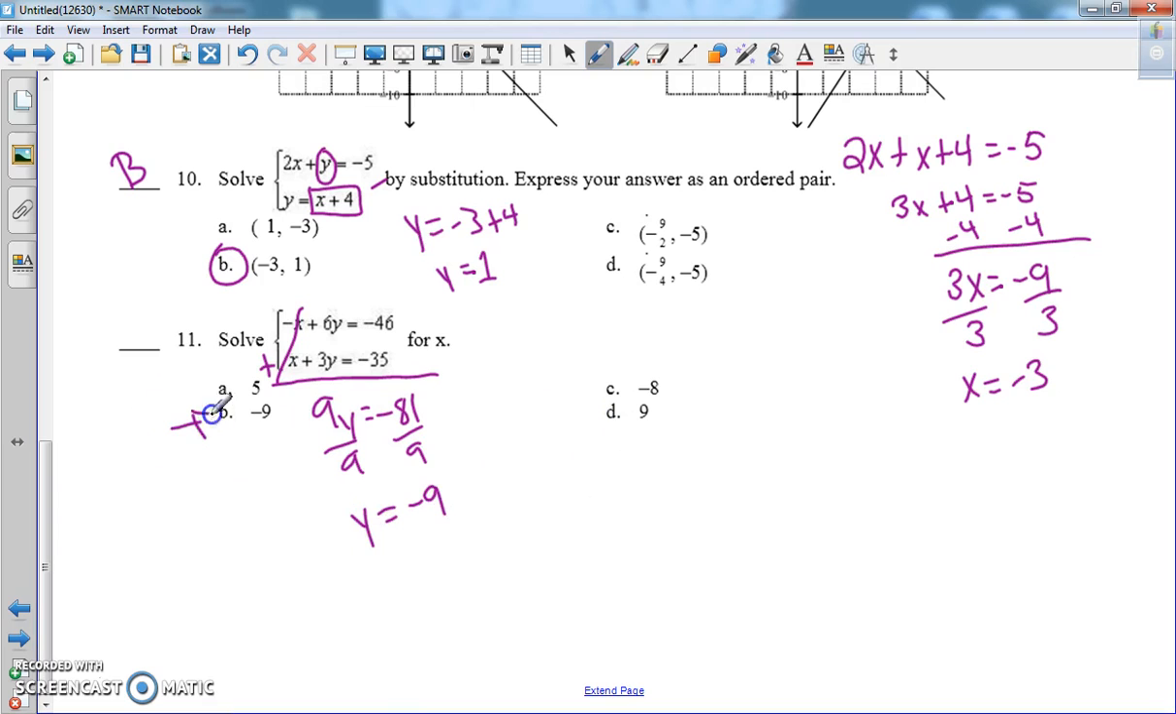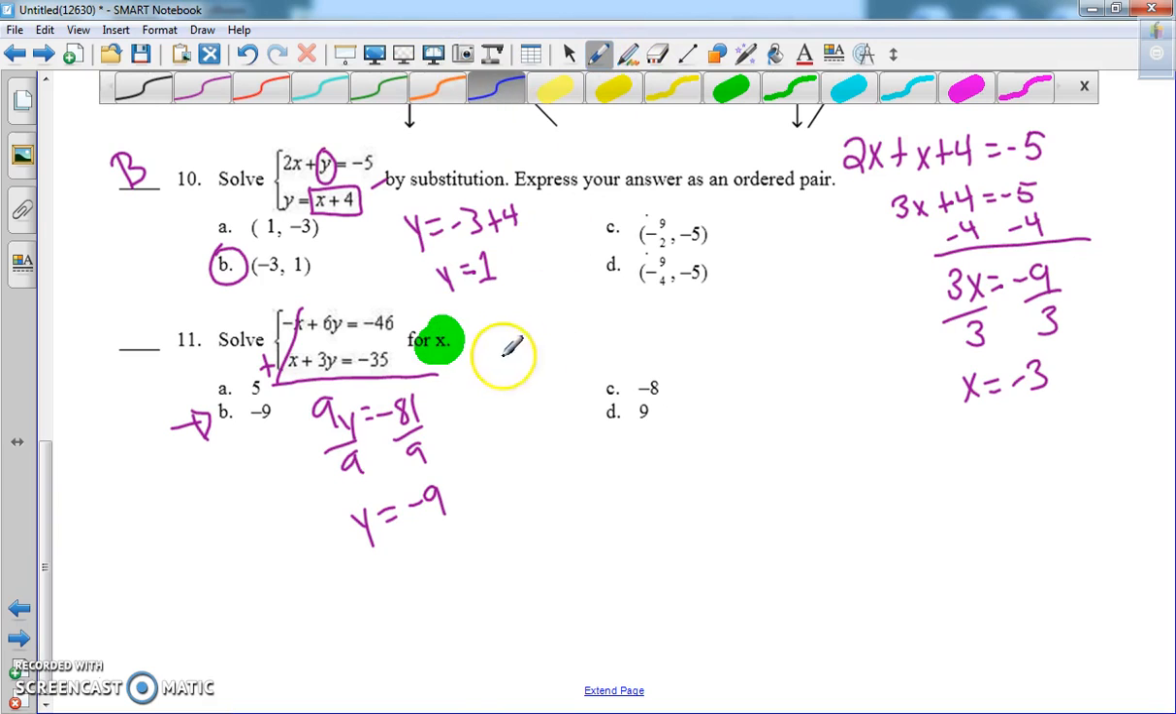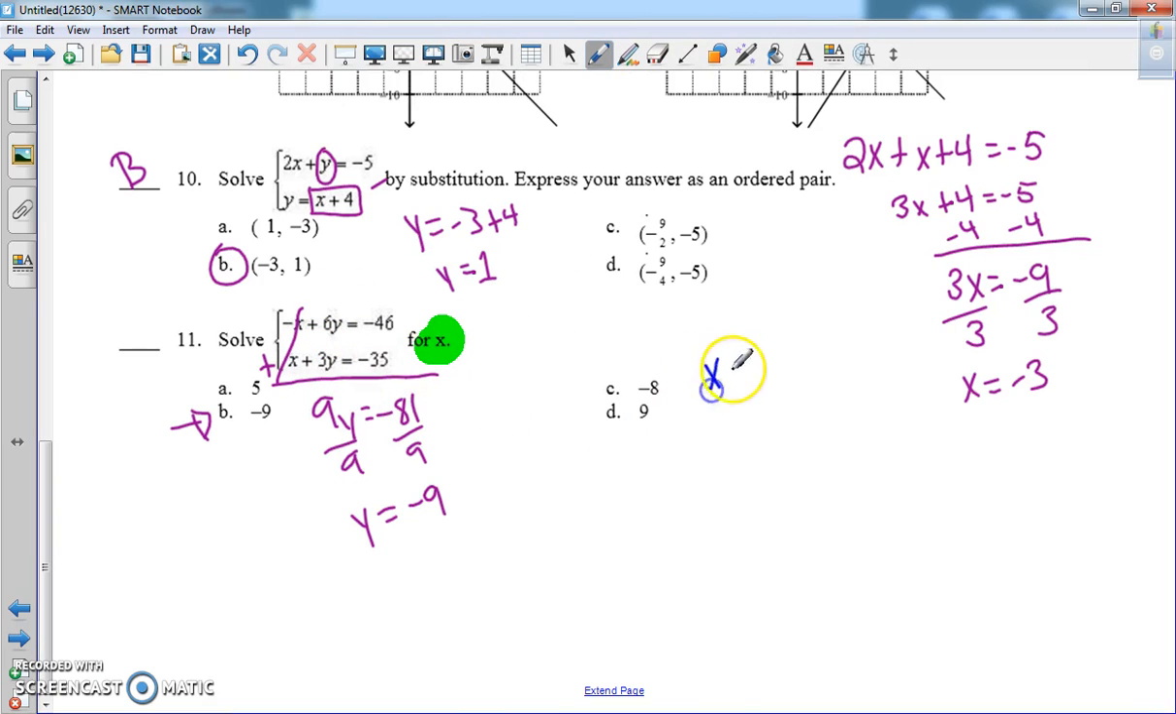And notice, they have that option here, and they set you up to eliminate x on purpose to try to trip you up. So don't let that trip you up, because it wants you to solve not for y, it wants you to solve for x. So you still have more work to do. So I'm going to pick the bottom equation, since x is positive, and I'm going to look for x here. So x plus 3 times negative 9 equals negative 35. So I'm going to simplify this. I'm going to get a negative 27.